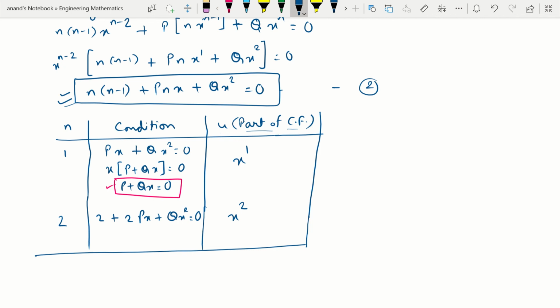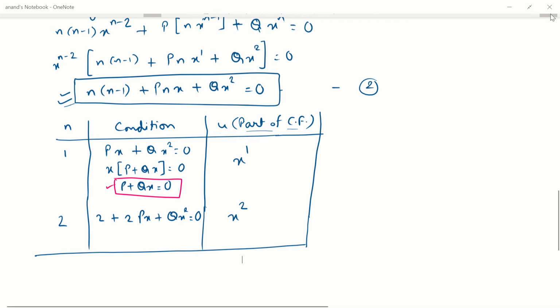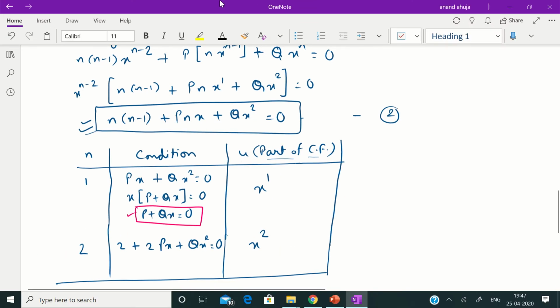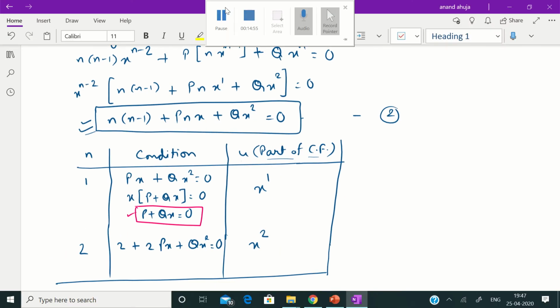So in the next lecture we will learn how to solve the problems based upon the second order differential equations with variable coefficients when a part of complementary function is known to us.